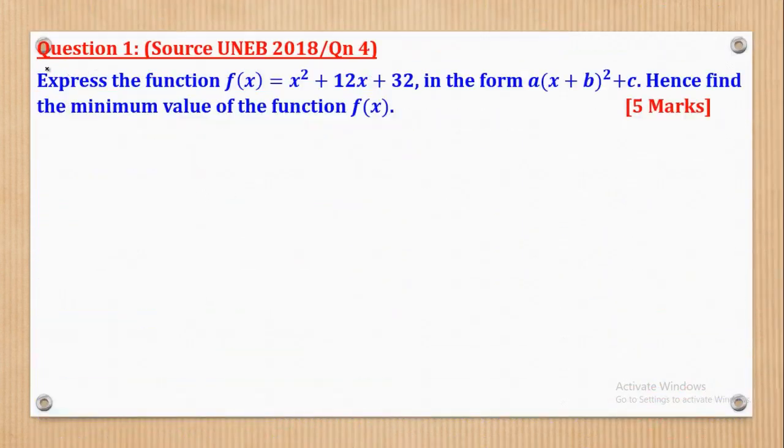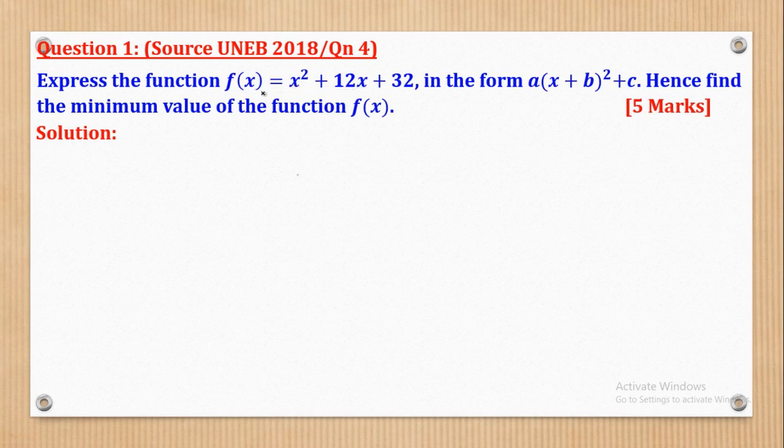So now let's go through some of the questions. Question 1 came from UNEB 2018, paper 1, question 4, and says, express the function fx equal to this in the form this. In other words, they want you to complete squares. Then hence find the minimum value of the function. So we are going to go through the same steps we have gone through. So the first step is already catered for, because this expression has been let to be equal to fx.